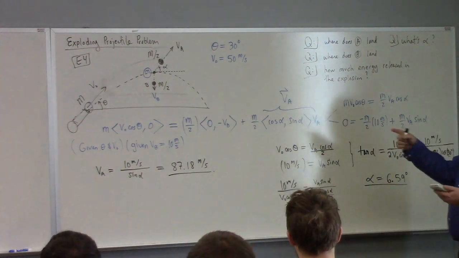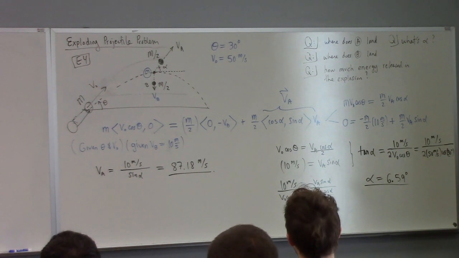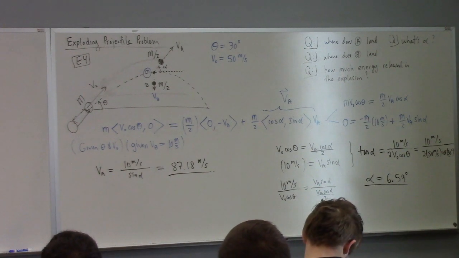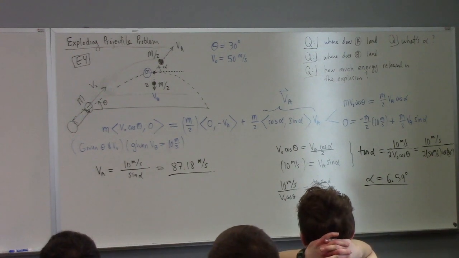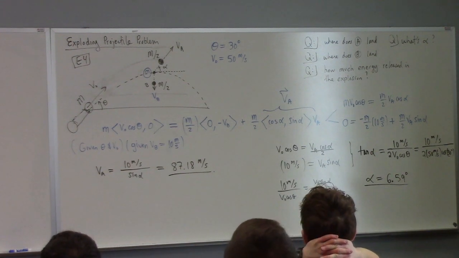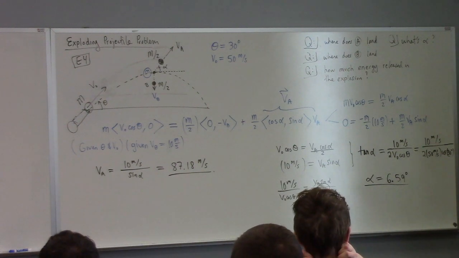Let me check that. If I take 87.18 and I multiply it by the cosine of 6.59, I get 86.6. Is that what I want? Did anybody else get that? Everybody got this? Okay.